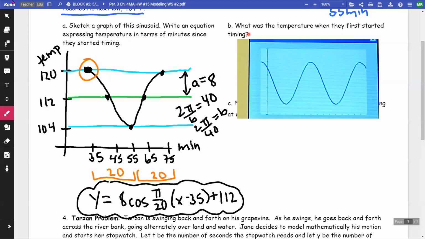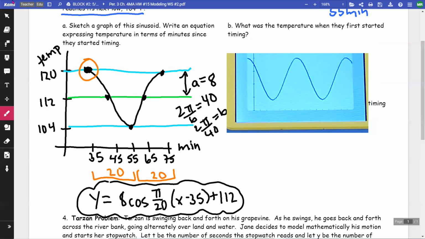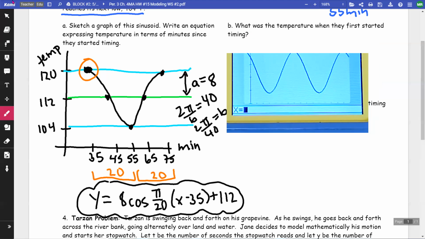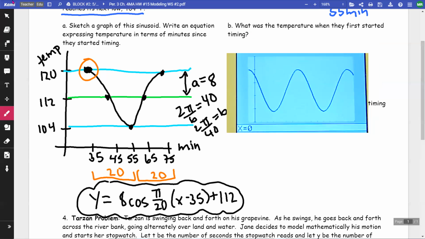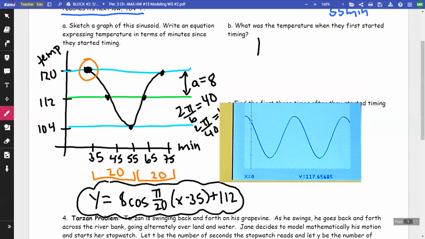Okay, and they want us to figure out the temperature when they first started the timing. So one way you can do this, we want to know when x was equal to 0. So I can do second and the trace button for the word calculate. I can go to number 1 and I can type in any X value that I can see on my graph. Okay, so if I want 0, I need to make sure 0 is in my window. I'm going to put 0 in and hit enter. And it's going to tell me what that answer is. 117.65685. So let's say 117.66 degrees is my answer.